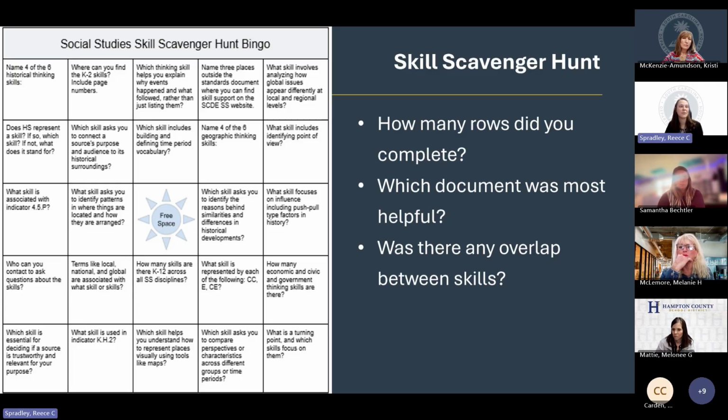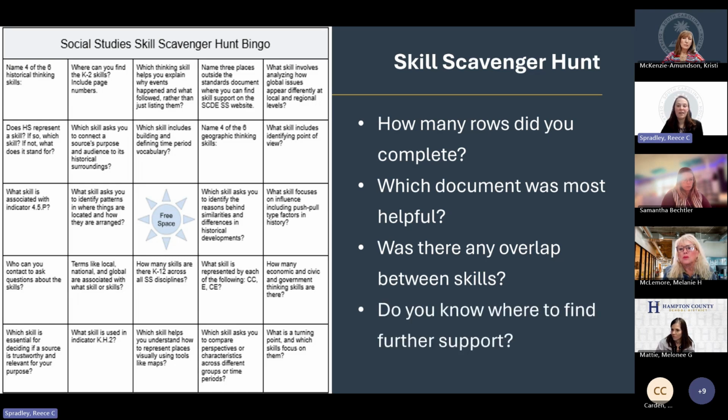I see somebody typing, so I'm gonna let them finish. Yes. So purpose and audience, historical surroundings. So you're using evidence within contextualization for that. So you see both those pieces of those skills there within that.